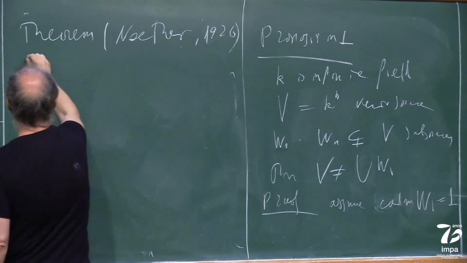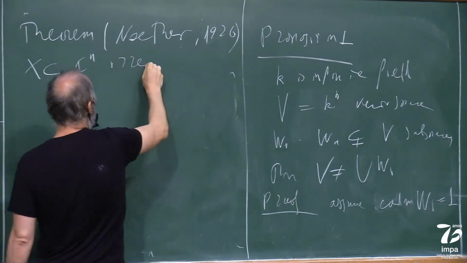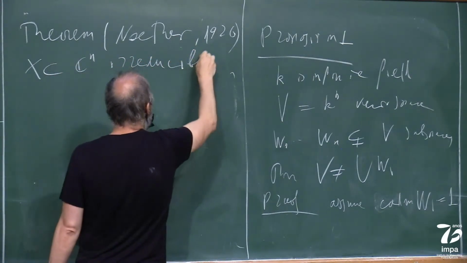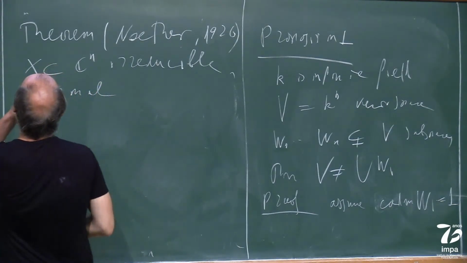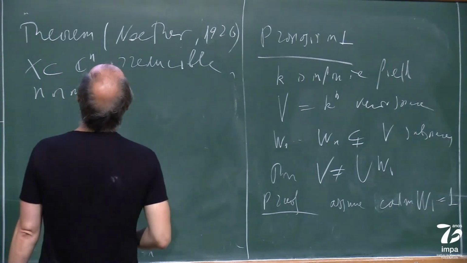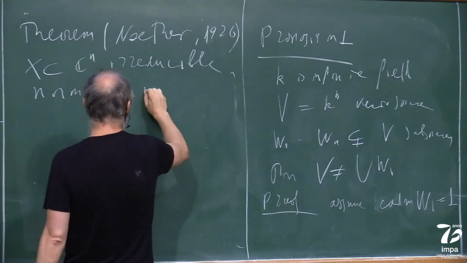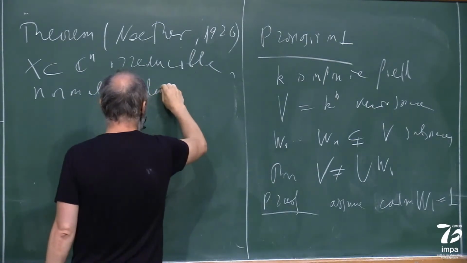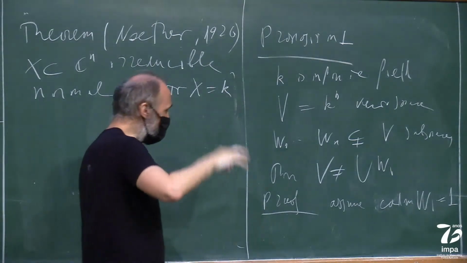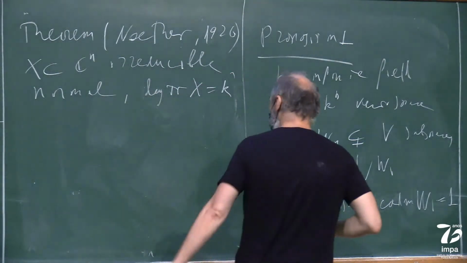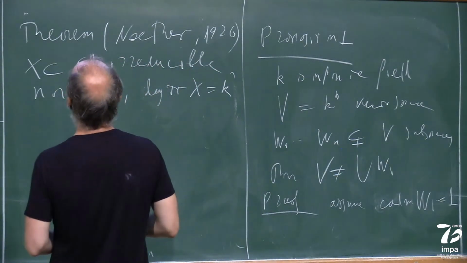Okay, so you have X inside C^n, irreducible and normal. And the transcendental degree of X is k. So this means that if you have this projection to C^k, there is a finite projection to C^k somewhere.